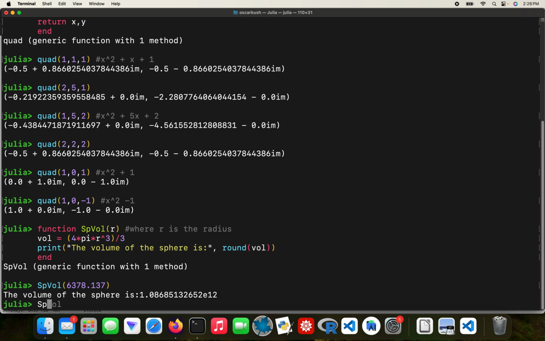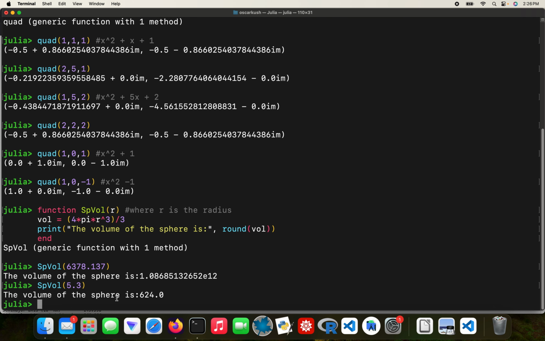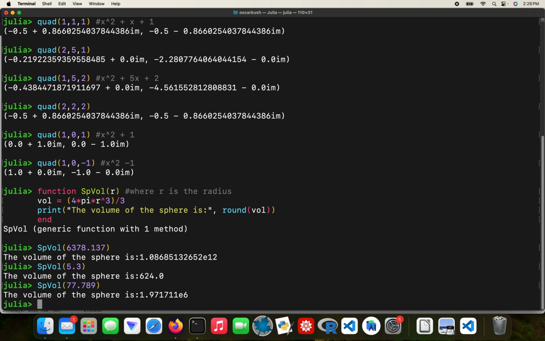Cool. And then do another one, something smaller this time, 5.3624. That'll be cubic kilometers, and this will probably be cubic centimeters. And a final one, just a random figure that I can think of, 77.789. That will do. Cool. So it's just a quick vid to show you how to create functions in Julia.